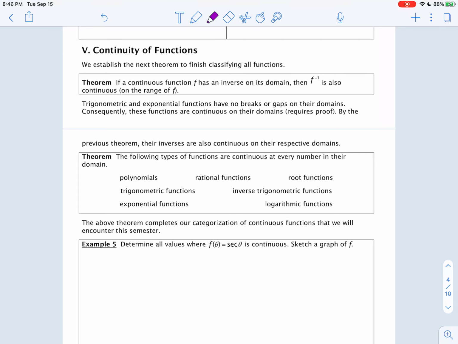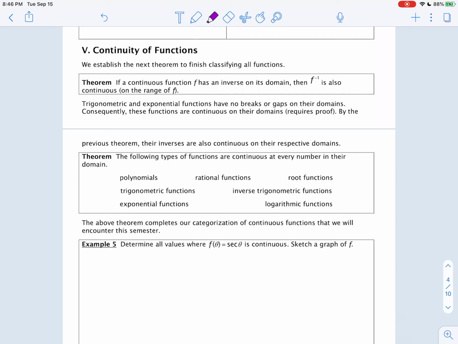Also, these types of functions will be continuous at every number in their domain. So polynomials are going to be continuous everywhere where they have a real number output. Trigonometric functions too, where they have real number outputs.